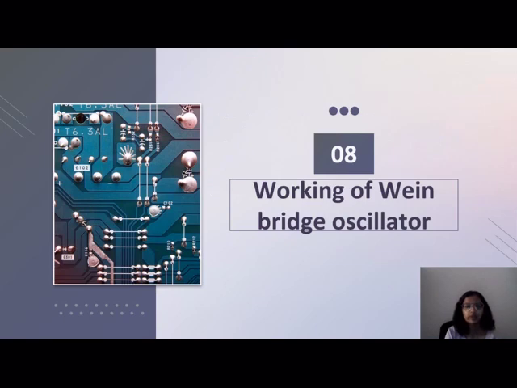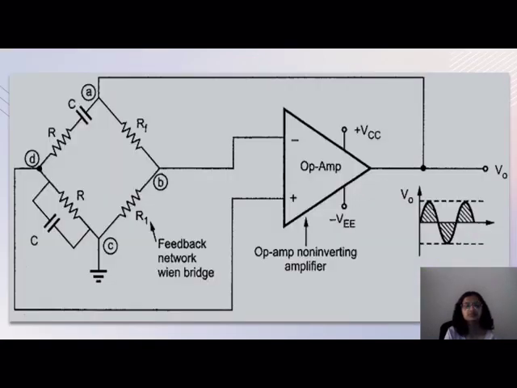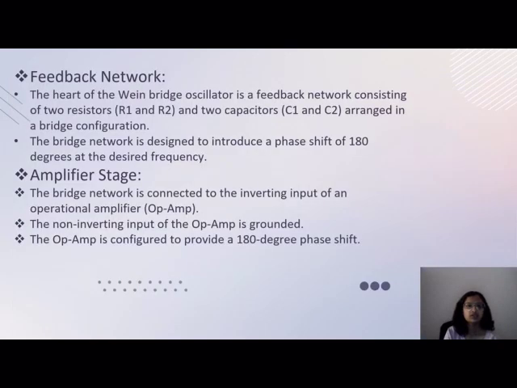Working of the Wien bridge oscillator. Here is the circuit diagram for the Wien bridge oscillator. The critical component of the Wien bridge oscillator is its feedback network, which comprises two resistors R1 and R2 and two capacitors C1 and C2 arranged in a bridge configuration. Designed for a specific frequency, the bridge network introduces a 180-degree phase shift as part of the feedback mechanism.